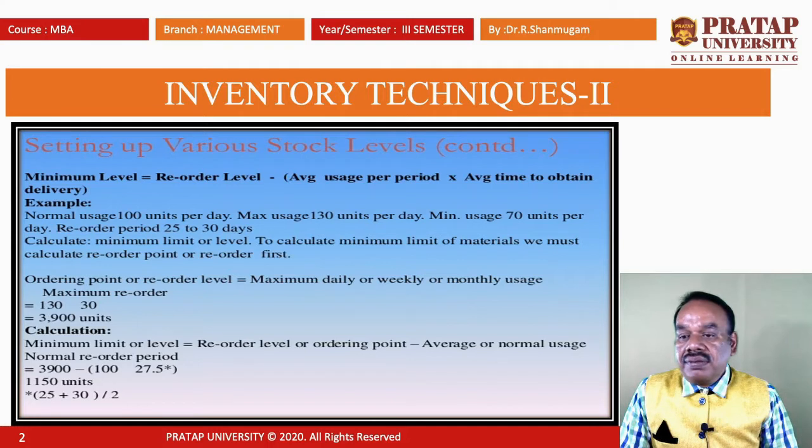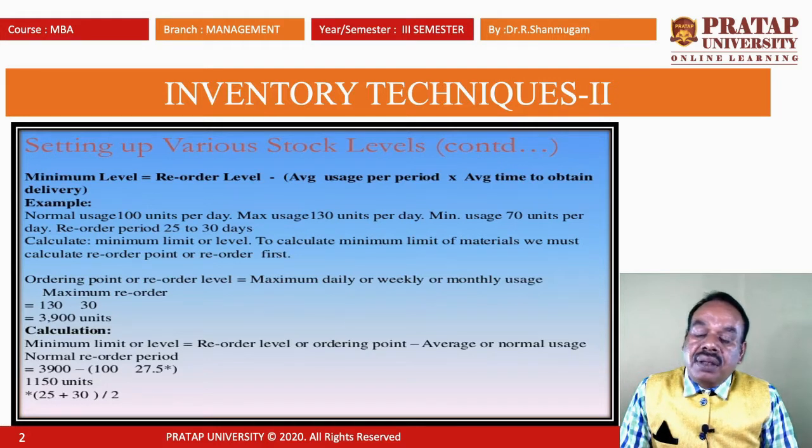Minimum level equals reorder level minus average usage per period into average time to obtain delivery. Normal usage 100 units per day, maximum usage 130 units per day, minimum usage 70 units per day, reorder period 25 to 30 days. This was already given. To calculate the minimum limit or level of material, we must calculate the reorder point first. Ordering point equals maximum usage times maximum reorder period. So 130, and the maximum period was 30, so we get 3900 units.